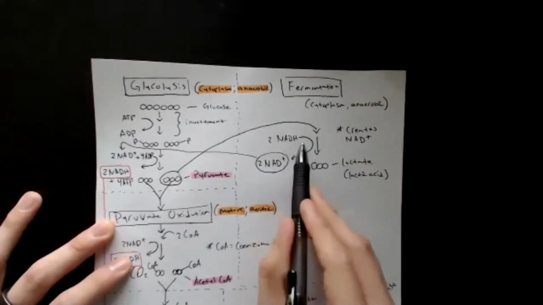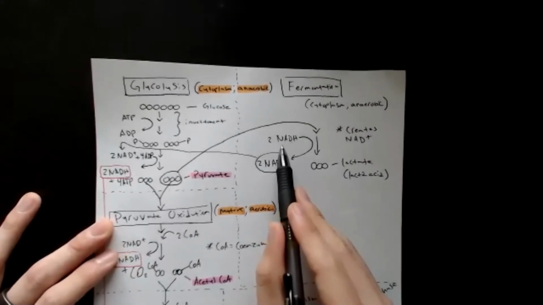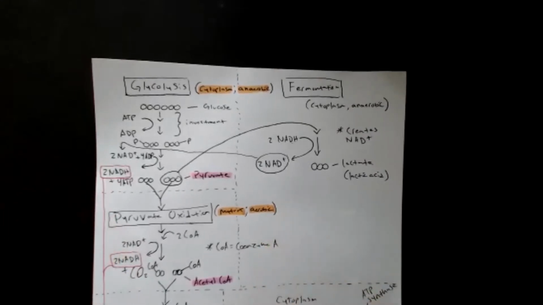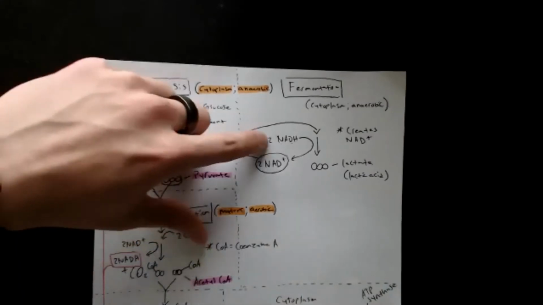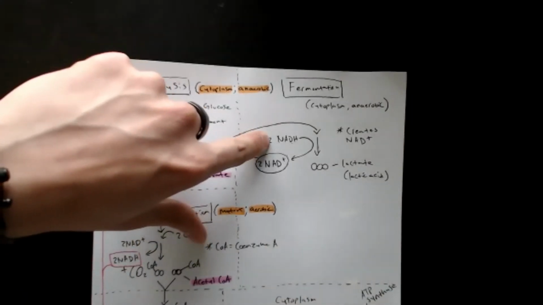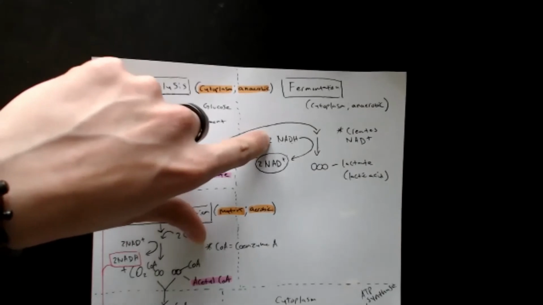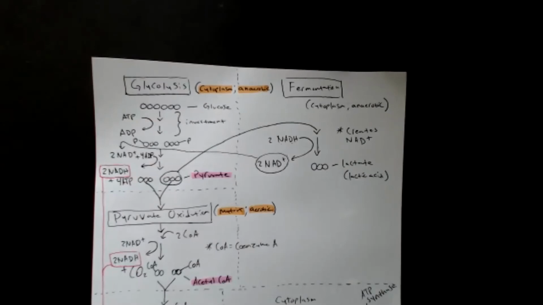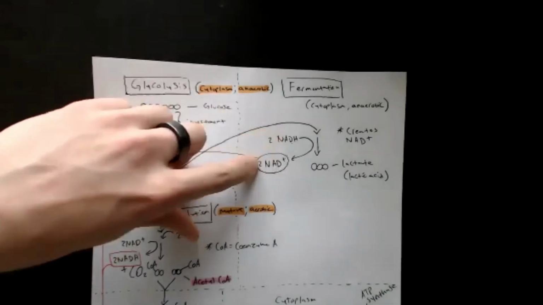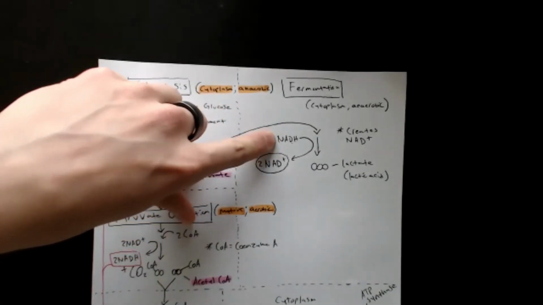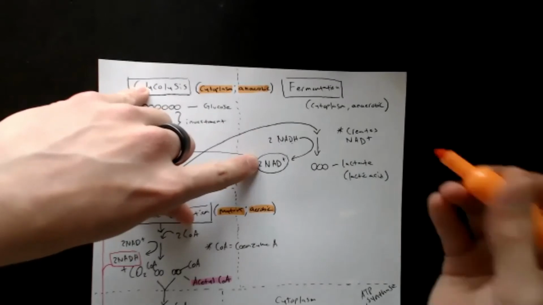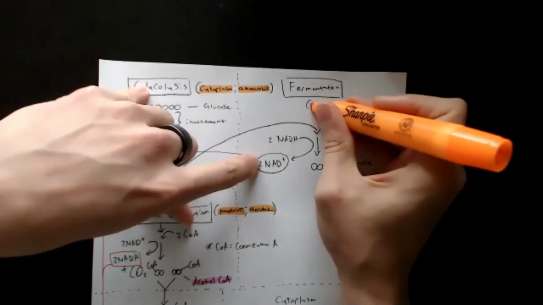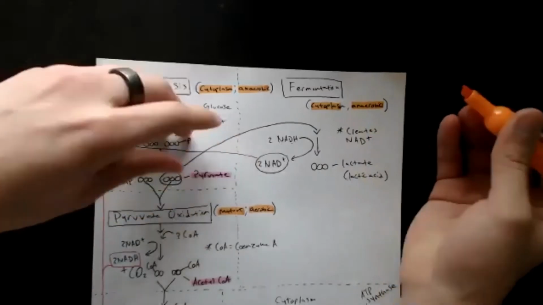Now, could anyone say what's happening to this NADH? Is it becoming oxidized or reduced? This one right here, this NADH in fermentation. Oxidized or reduced? Oxidized, yeah. You're going from a big thing to a slightly smaller thing, or you can go from a thing with more electrons to a thing with less electrons. Cool.